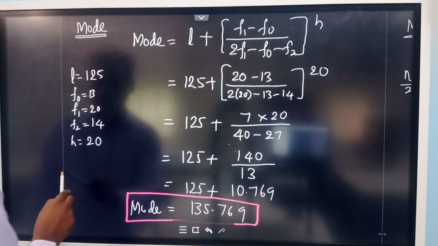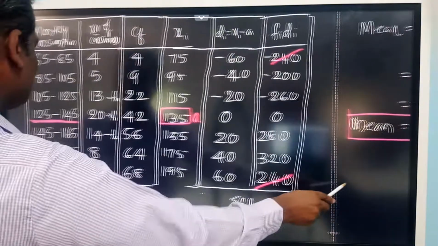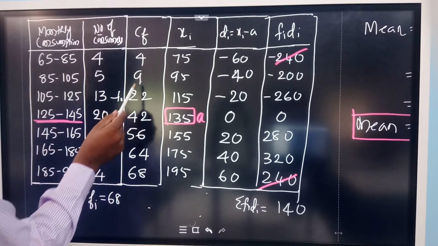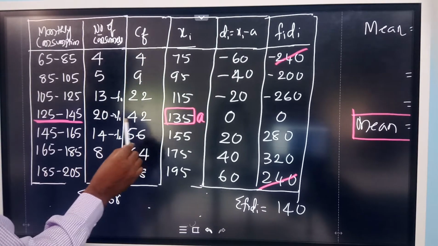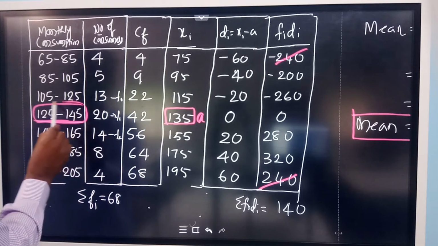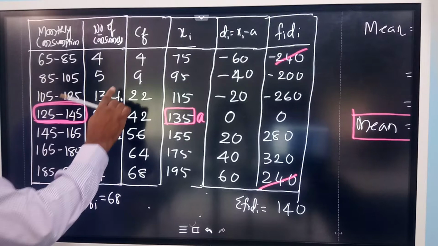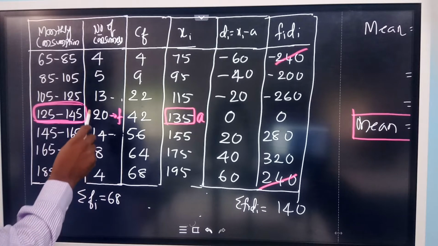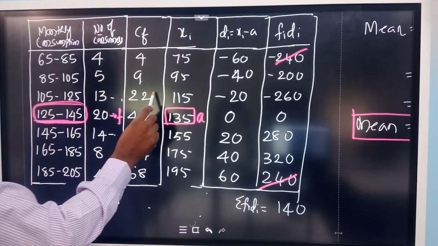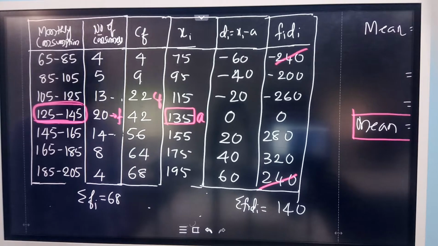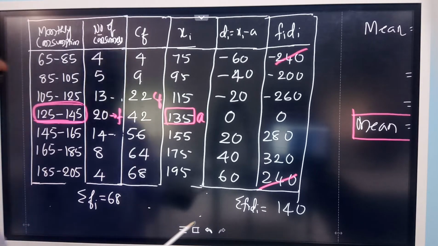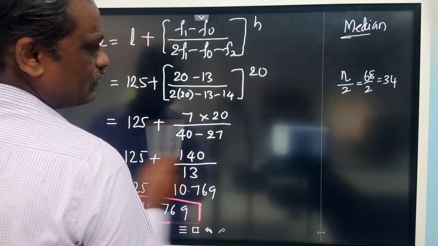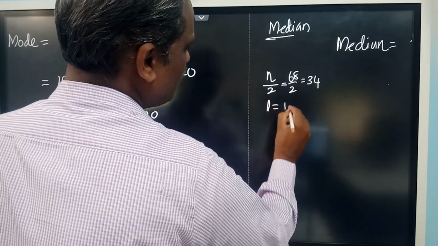Now by seeing this you can find the median class. So what is the median class here? 34. Cumulative frequency identified: up to 4, up to 9, 22. So 34 lies in this group only. So this is the median class. Then the frequency of the median class is called f. The cumulative frequency of the preceding class interval is Cf. Then the size is 20. L is 125 only. Let us list out: L is the lower limit, L is equal to 125.